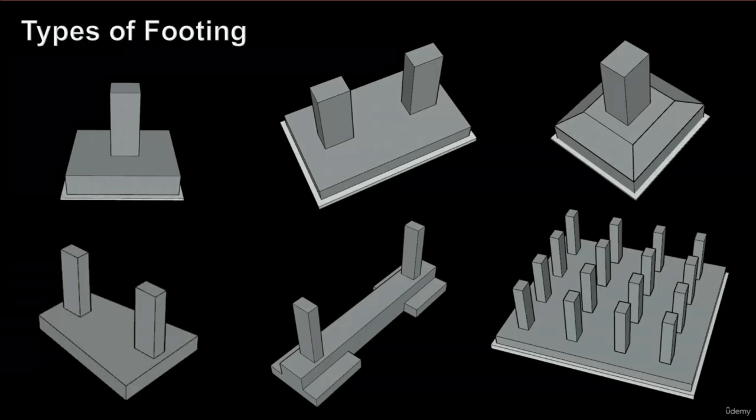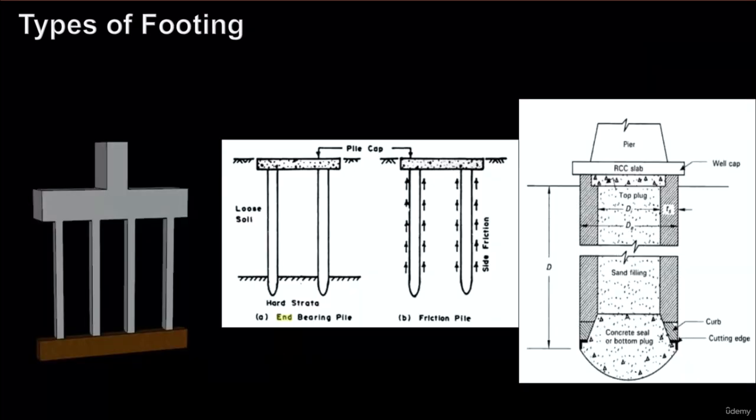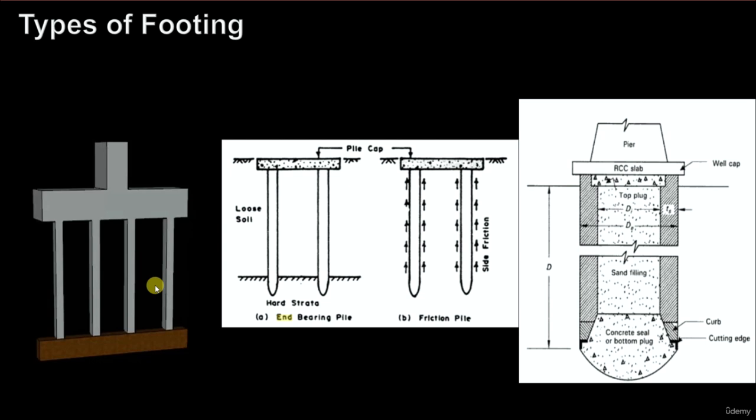Next let's look into the types of footing. Mainly there are two types of foundation. One is shallow foundation and another one is deep foundation. In shallow foundation, we will be having isolated footing, combined footing, sloped footing, trapezoidal footing, strap footing, and mat footing. So these are all the types of footings we have in shallow foundation. In deep foundation, we'll be having the pile foundation.